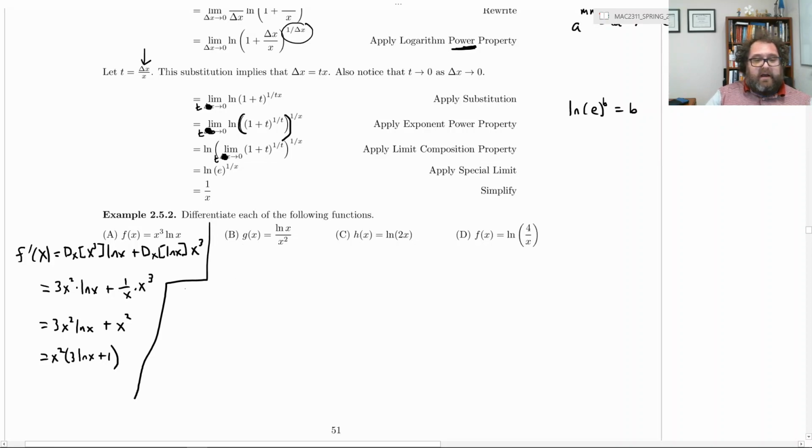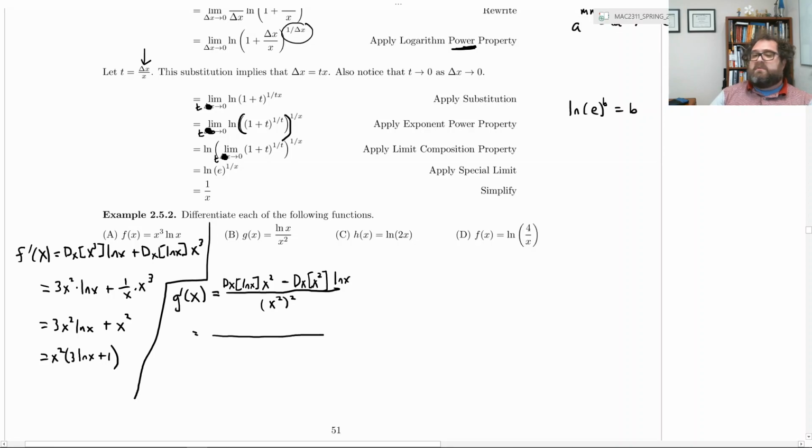All right, let's look at B. G prime. What is G? Well, G is a quotient of two functions, thus it requires the quotient rule. So let's see. Derivative of the first function, which is natural log x, times the second function, x squared, minus the derivative of the bottom function, x squared, times natural log x, over x squared squared. All right, that's the quotient rule.